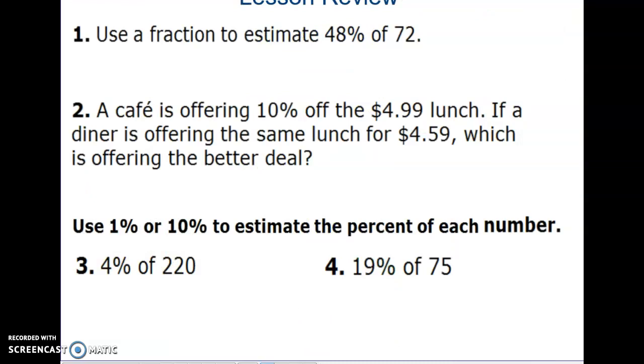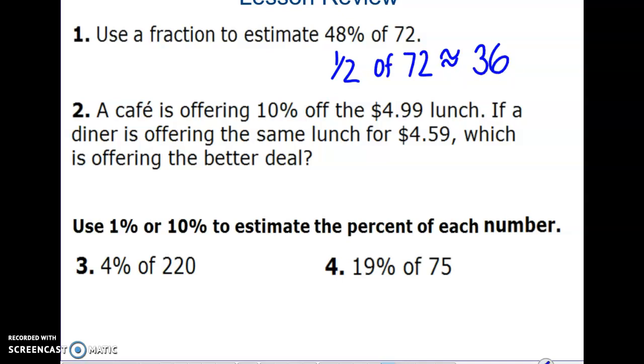Okay, so what we're going to be doing today is estimating our values. Once again, if we're thinking 48%, think of that as about half, or 50%. We could leave the 72 if we wanted to, and we could say it's going to be about 36.